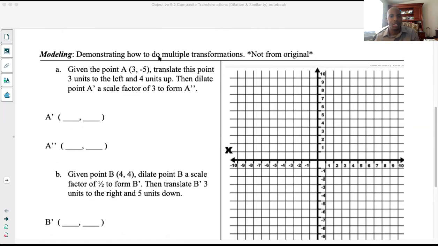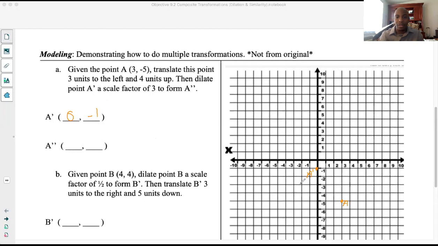So for example, if I were to fill in here based on our bell work, I would say, if I translated it 3 units to the left and 4 units up, I know that A prime, as we wrote before, is going to be 0, comma, -1. That's A prime. I would go over here, find 0, -1, and label that A prime. I would even get into the habit of labeling A. Go and find -3, -5, which is A. A is right here. That's regular A.